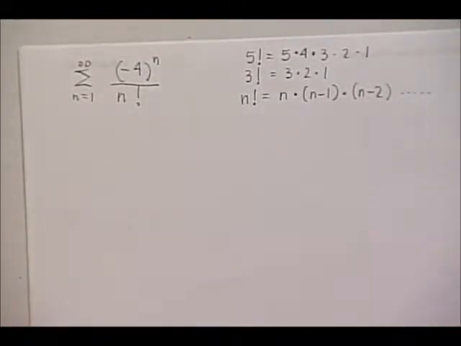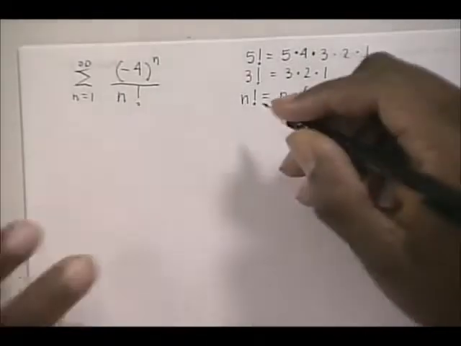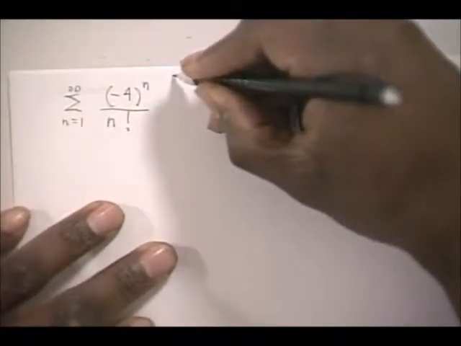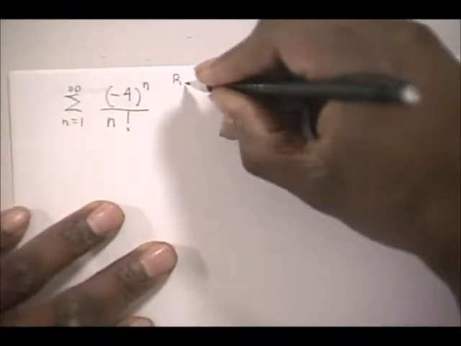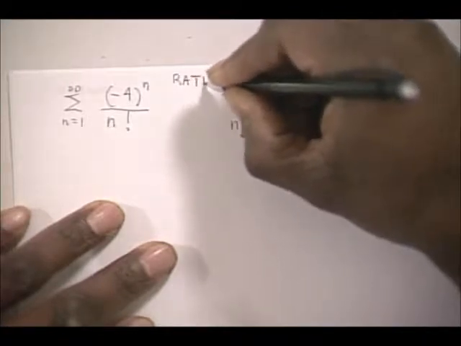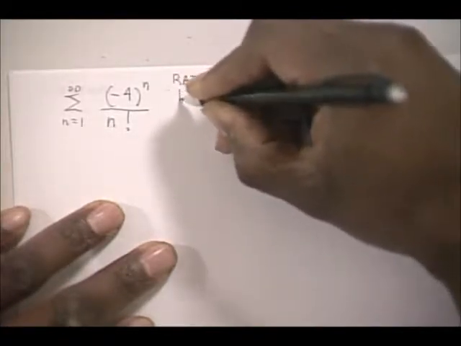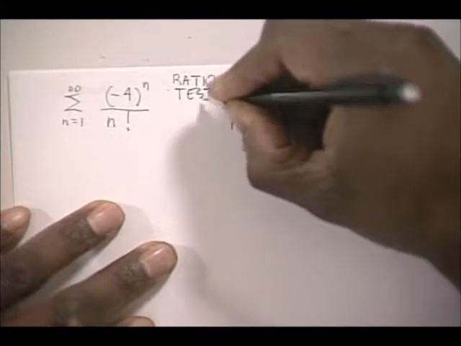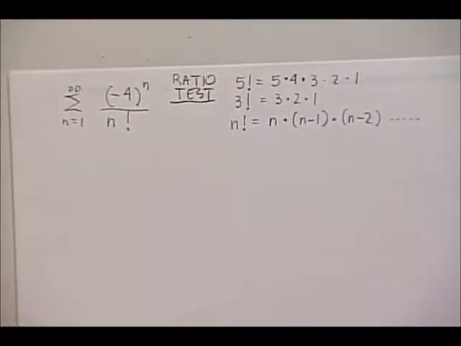All right? So, that said, let's talk about this idea of, let me write down what test we're talking about. This is the ratio test. Ratio test. All right? So, with this ratio test, in my textbook, you find that on page 588. Let's take a look at this ratio test.